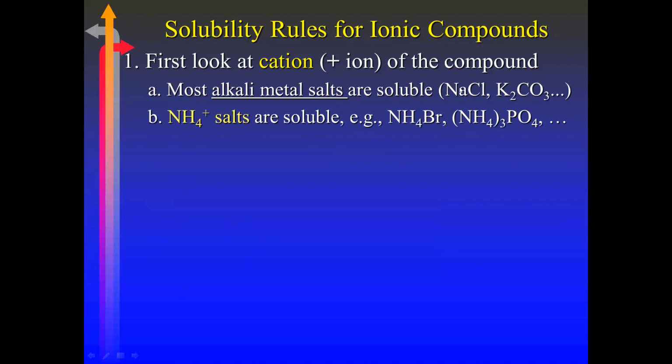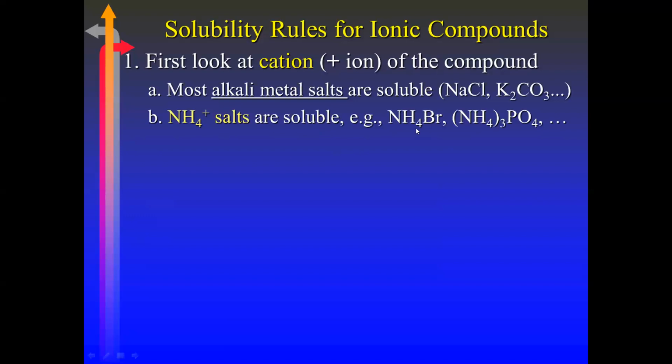The group 1 includes lithium, sodium, potassium. If you see sodium chloride, or whatever the anion is, it doesn't matter. As long as you see sodium, which is an alkali metal, a group 1 metal, that compound will be soluble. There's no doubt. Similarly, if you see potassium, it's also an alkali metal, so that compound is soluble. So that's easy. And the B rule says ammonium salts are also soluble.